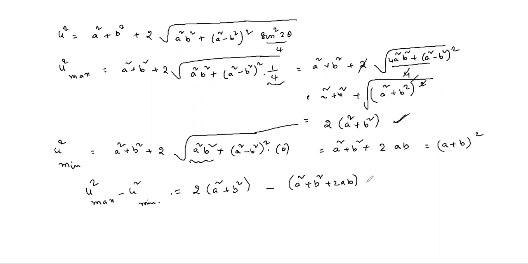So what is the answer? One time we will cancel: a square plus b square minus 2ab, which is a minus b whole squared. So a minus b whole square is the answer. Last option.